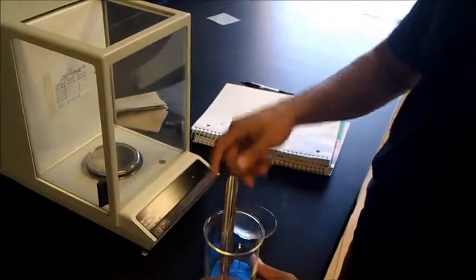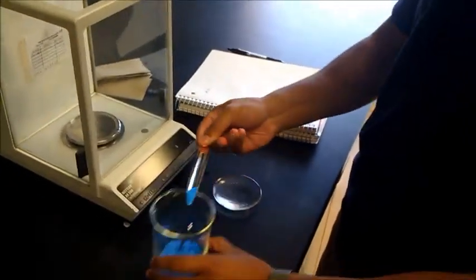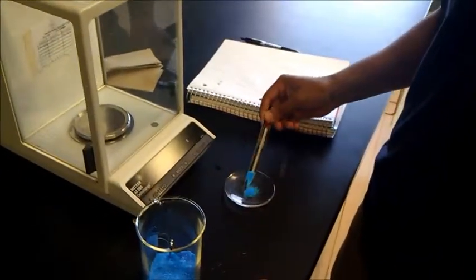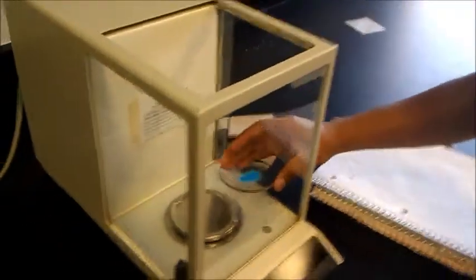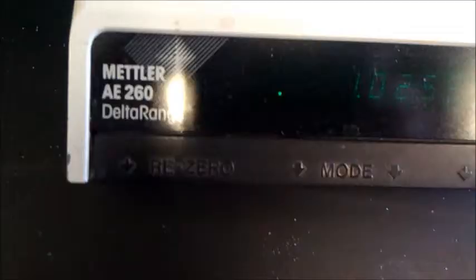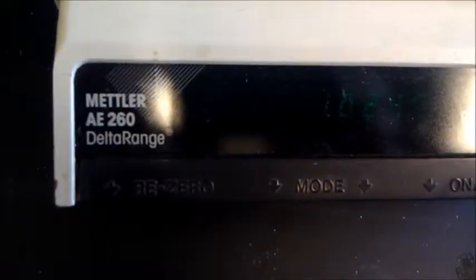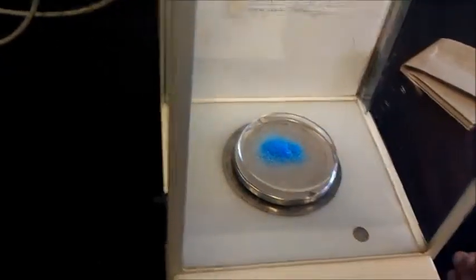He then takes the watch glass off of the balance and adds the solid to it. Now, he puts the watch glass back on the balance, closes the door, and measures the mass. He'll measure this to the nearest hundredths place, since the thousandths are constantly fluctuating due to air pressure.